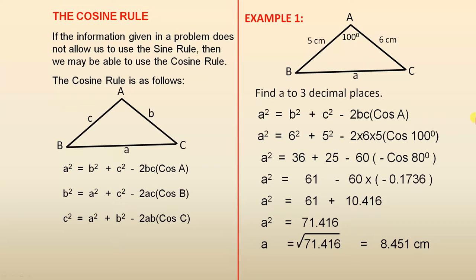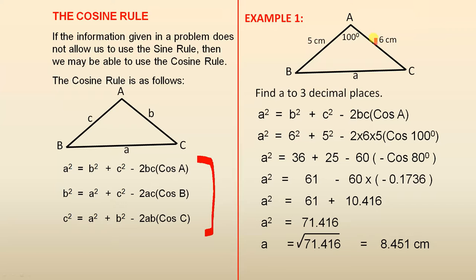The cosine rule. If the information given in a problem does not allow us to use the sine rule, then we may be able to use the cosine rule. The cosine rule is as follows. So we have our normal triangle here with the three letters designating the angles and the three letters designating the sides. Here's the cosine rule, expressed in three separate equations, but we only use one equation, depending on what we have to find. Now example 1 will illustrate this perfectly.